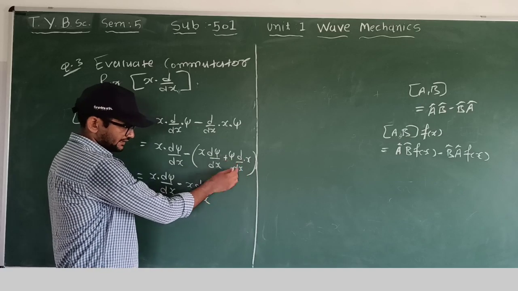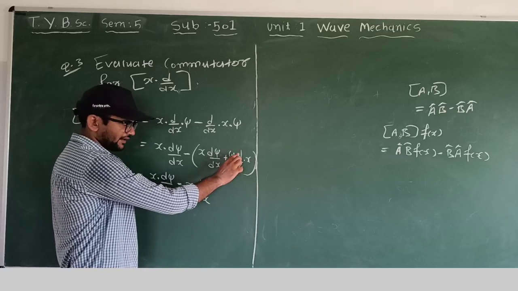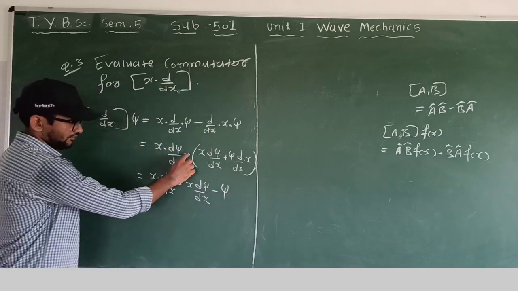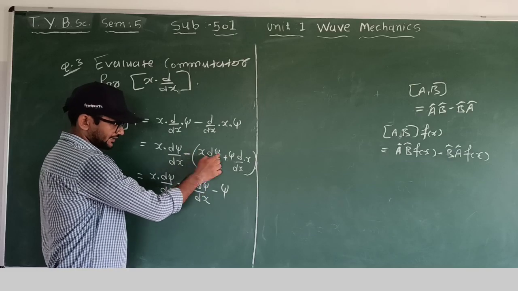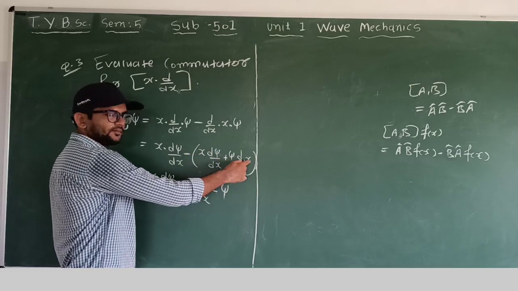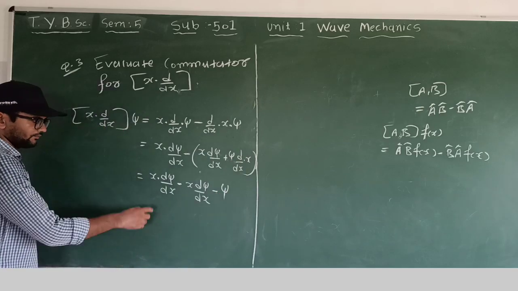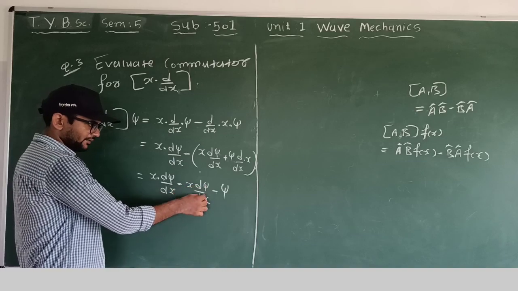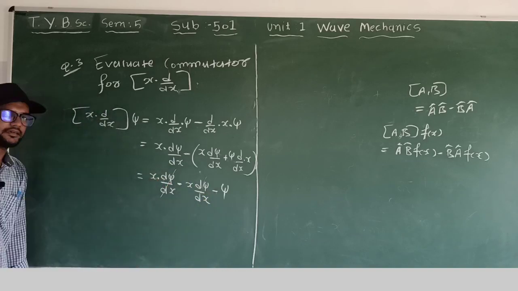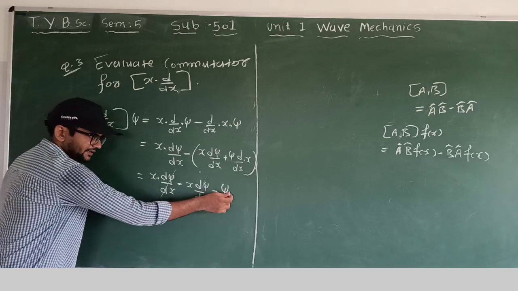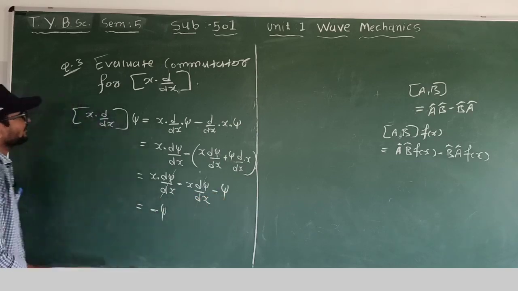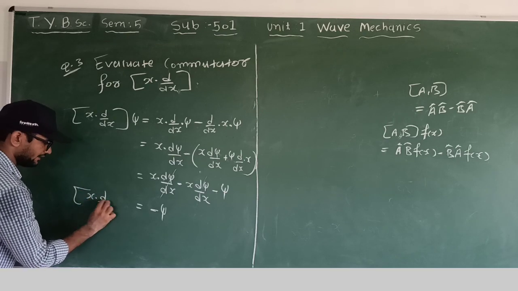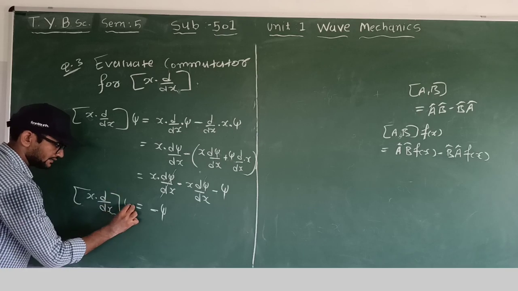So here this term becomes only psi into 1, which means psi, and minus x into d by dx of psi, since d by dx of x is equal to 1. Now the x d psi upon dx and minus x d psi upon dx, these two terms cancel. So the only remaining term is minus psi.